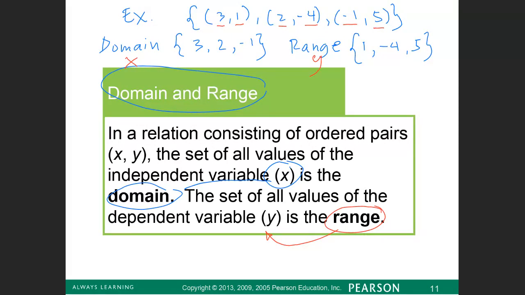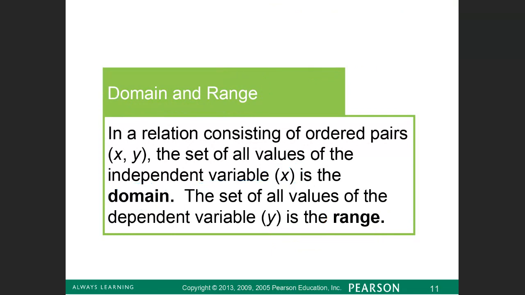How about if you're given a graph and you're asked to find the domain? Let's try that one. Let's say you're given a line like this. And we know this one is a function because when you apply the vertical line test, you have only one intersection. So now you might be asked what would be the domain.